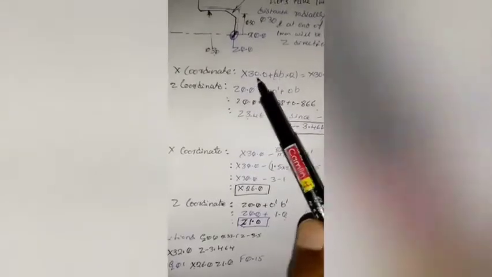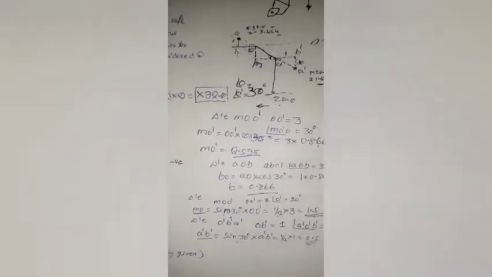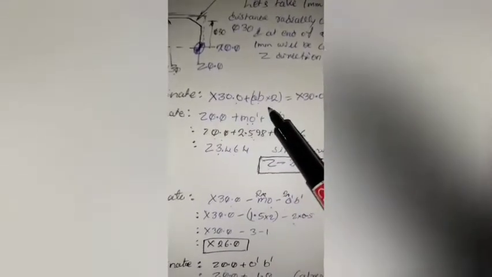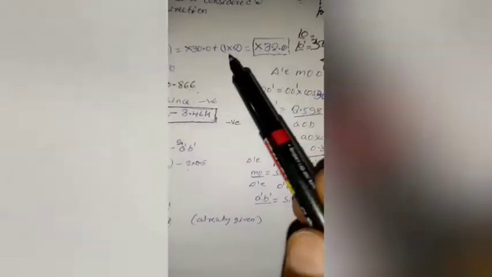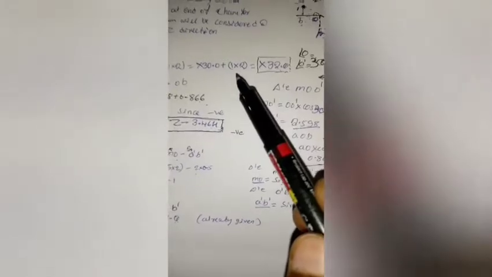So I'll write the equation. I'll just go to x reference point, x 30.0. I'll add the radial component, x 30.0 plus AB multiplied by 2. The value of AB is already known, 1 mm. So upon solving the equation, 30.0 plus 2 will become x 32 diametrically. This value is always in the diametrical value.